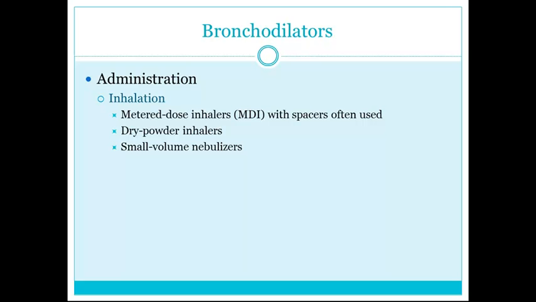Bronchodilator administration is typically by inhalation. We have metered-dose inhalers, often called MDIs. MDIs can be used with a spacer if patients have a hard time inhaling correctly. Often children will use spacers with this medication. Examples of a metered-dose inhaler are albuterol and Atrovent. We also have dry powder inhalers. An example of this would be Spiriva. And then we have small volume nebulizers. An example of this would be a Duoneb. These types of medications create a drug mist that can be inhaled.